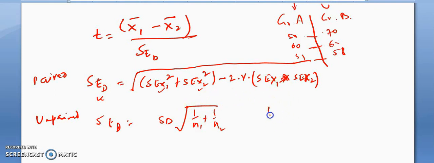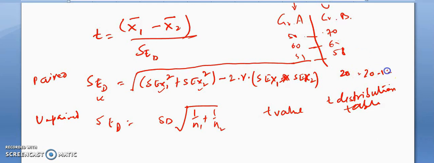Then the t-value that is obtained is compared with the t-distribution table, where the degree of freedom for paired t-test is number of observations, number of individuals in the group, minus 1. Say if it is 20, the degree of freedom will be 20 minus 1, that is 19. Degree of freedom for unpaired group will be the addition of the two, n1 plus n2 minus 2. Here it is n minus 1. So this is the difference.